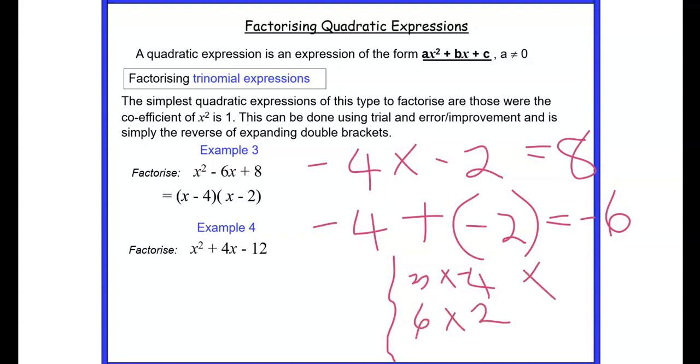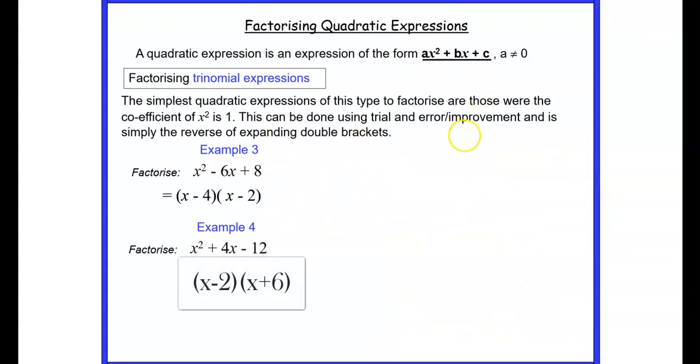6 times 2 gives us 12, and 6 minus 2 gives us positive 4. So that sounds like our two factors, 6 and negative 2. So in our brackets we're going to have x minus 2 and x plus 6.